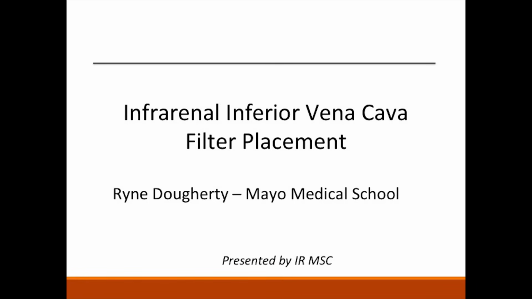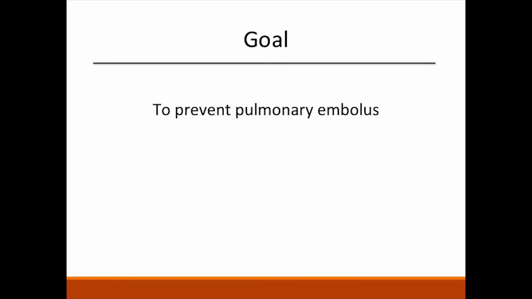Hello everyone. Today we will be reviewing the placement of an infrarenal inferior vena cava filter, or an IVC filter. The goal with placement of an IVC filter is endoluminal caval interruption to prevent pulmonary embolus. While this may seem like an easy decision to place a filter, the interventionalist must first determine if the patient truly needs a filter and then what type, retrievable or permanent, should be placed.